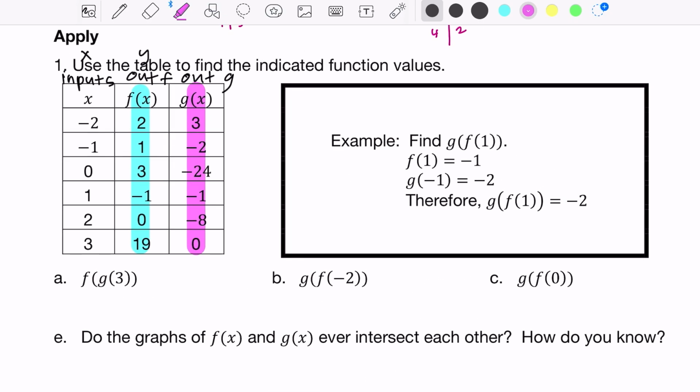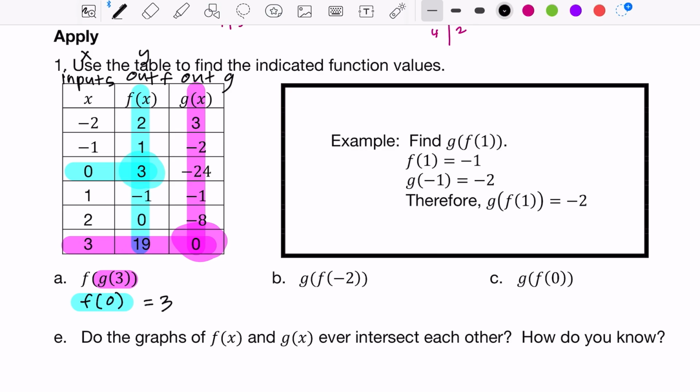So we have F of G of 3. Okay, so go to G of 3, always start inside the parentheses. So the input is 3. What do we get as the output? 0. So then we get F of 0, which means now we are on the blue because it's starting with F. So F of 0, the input is 0, and we want to know the output for the F function, and that's just 3. So that's our answer for that one. Okay, again, I'm going to go ahead and erase those colors so they don't get lost.